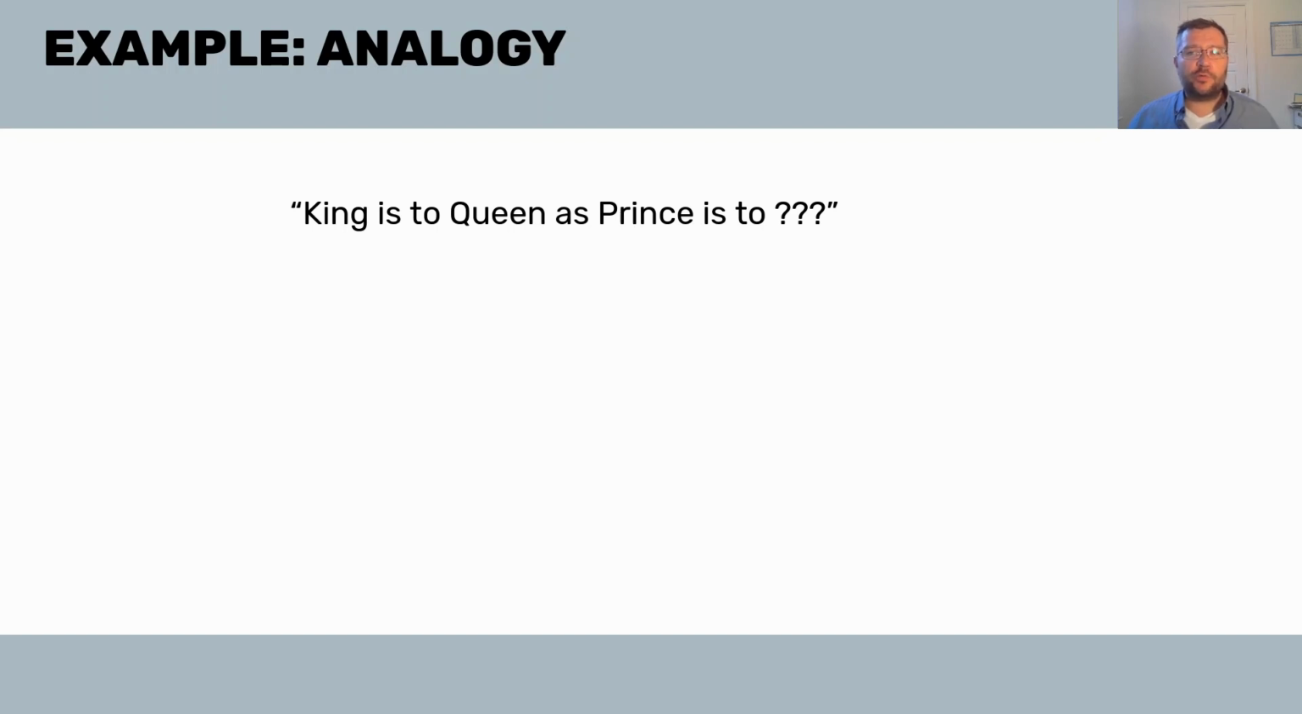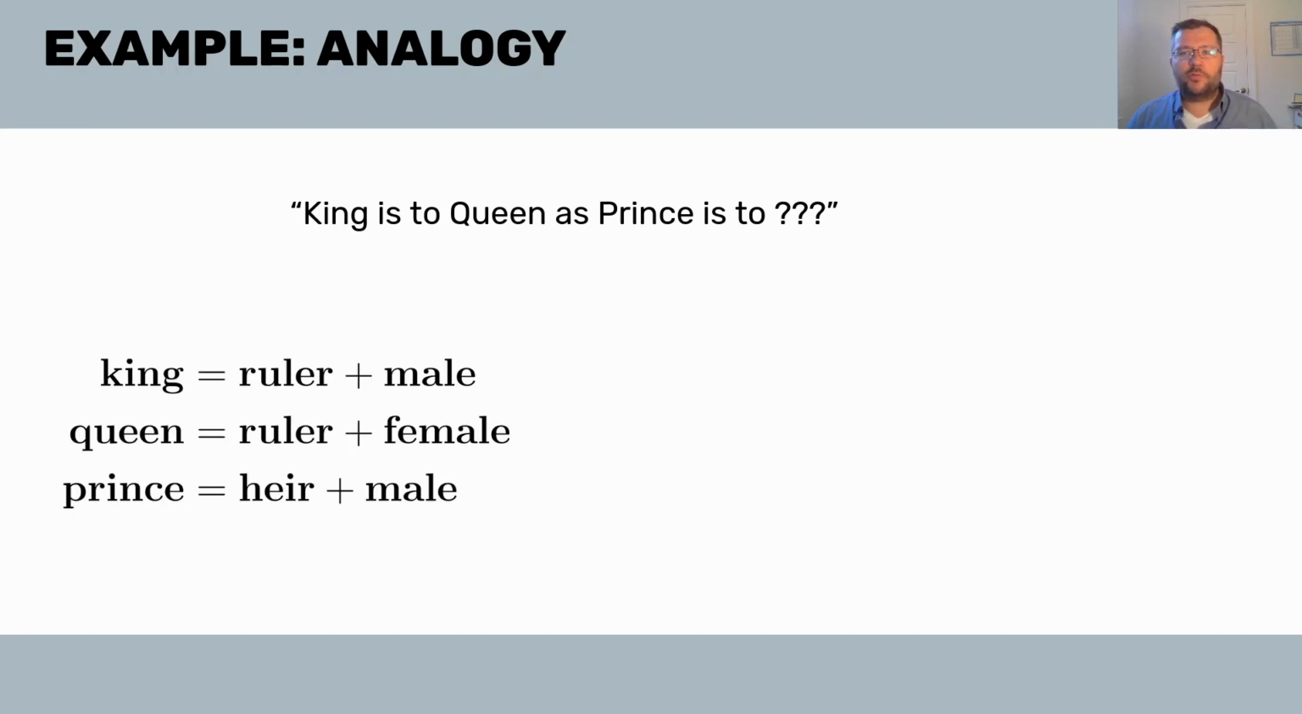You may be familiar with the word2vec approach, where the components of a concept like king are structured through addition, or what in our case would be bundling. So you would have a king equal to ruler plus male, a queen is ruler plus female. And so if we subtract out male and add female, we will move from king to queen. And if we want to move from prince to the answer of the analogy, we do the analogous operation.